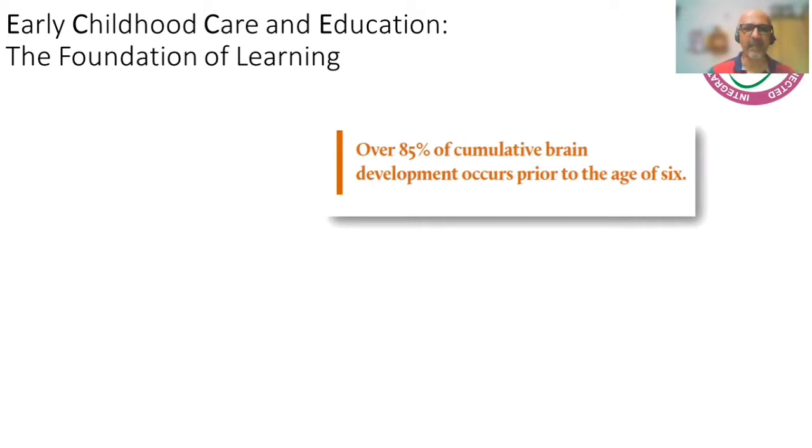And what does it say? Over 85% of cumulative brain development occurs prior to the age of 6. And that's the age that we are talking about in playgroup, nursery, junior KG, and senior KG. Prior to the age of 6, 85% of cumulative brain development. Oh my goodness, this is quite a lot, right? Which means to say that after the age of 6, even if I say 100% brain development, only 15% is left beyond age 6. Wow, that's a big number.